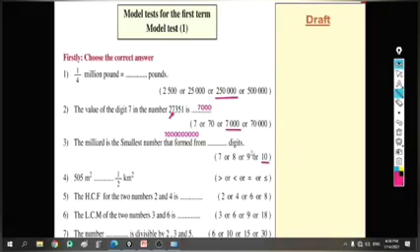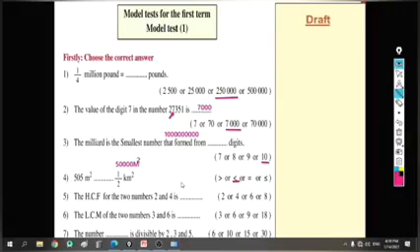Question number 4. 505 meter squared and half kilometer squared. To make a comparison here, I must convert the kilometer squared to meter squared. The half kilometer squared equals 50,000 meter squared. Here, on the left part I have 505 meter squared and on the right part 50,000 meter squared. So automatically the right answer is smaller than.